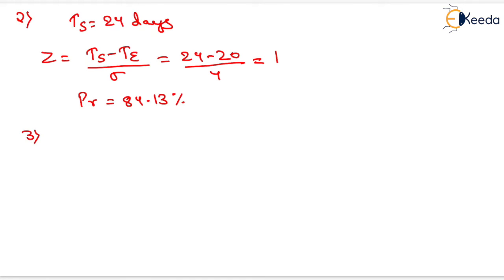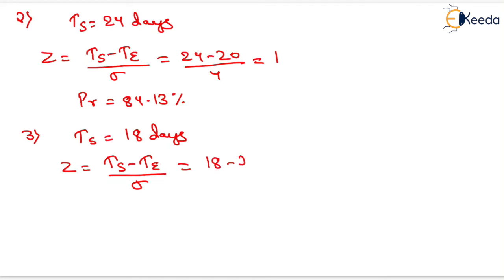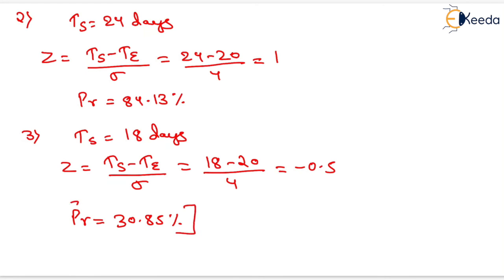Now the third case will be when the scheduled completion time is given as 18 days. Now we have to use the formula, that is Ts minus Te upon sigma. Ts is given as 18, Te is already known, that is 20, and sigma is 4. On solving this, we will have the Z value equal to minus 0.5. The Z value comes out to be minus 0.5, and for this Z value the probability will be equal to 30.85%, which we had taken from the table of Z value and probability.